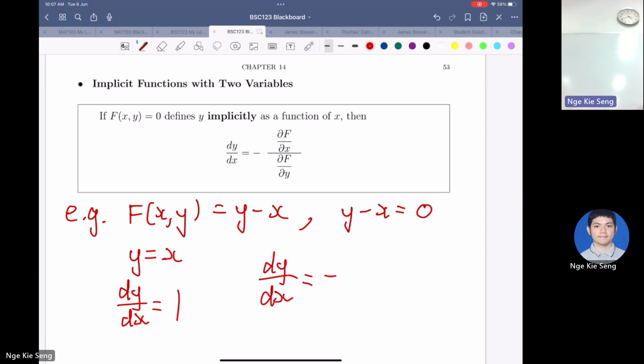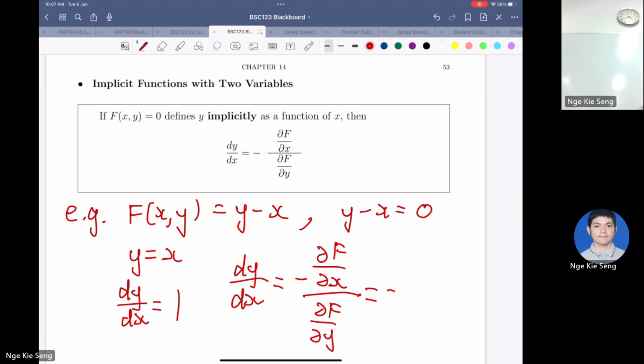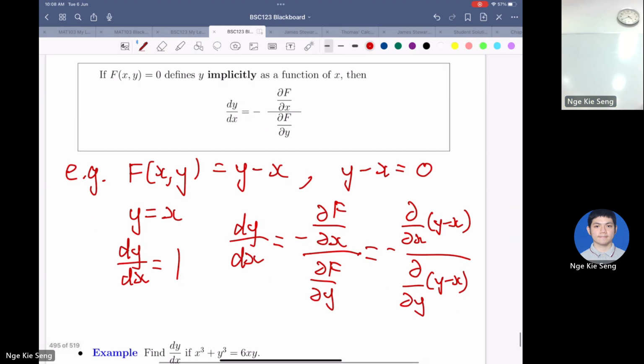But this formula gives you another way to compute it: dy over dx equals minus del f over del x divided by del f over del y, because you already learned partial derivatives. What is del f over del x? Differentiate y minus x with respect to x, and differentiate y minus x with respect to y. The first one you get minus 1, the second one you get 1. So minus minus 1 over 1 gives 1, and the formula is true. Actually this formula has an extra condition: del f over del y cannot be 0, because whenever you divide, you cannot divide by 0.